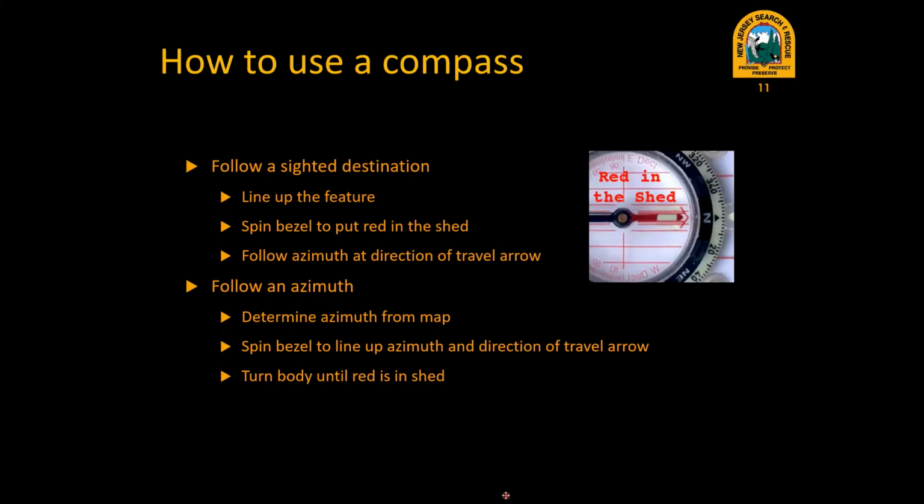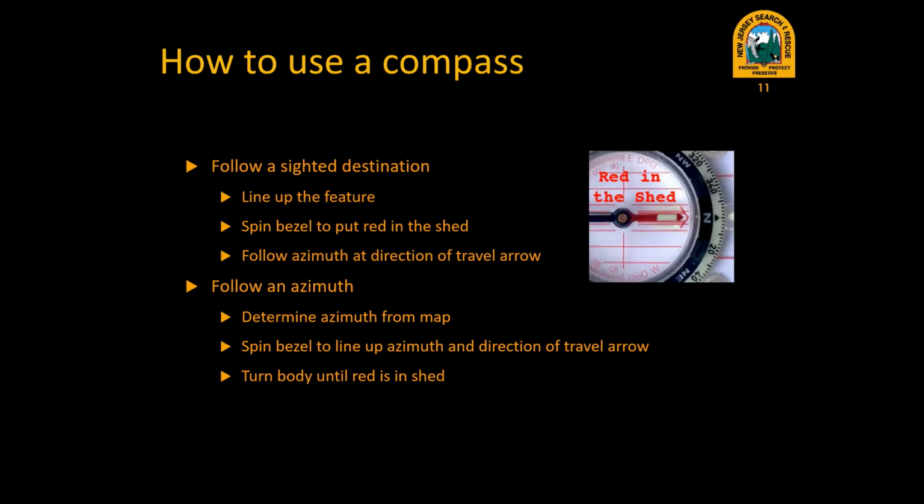So for example, if you determined from your map that you needed to go 93 degrees to get where you're going, you would take your compass out and you would spin the bezel until 93 degrees was lined up with the direction of travel arrow right below your mirror in the center. And once it's lined up, you spin yourself around until red is in the shed. Make sure that your arm is outstretched as far as you can go and that you're keeping it level. And also make sure there's no magnetism in the area or on you that might affect it.